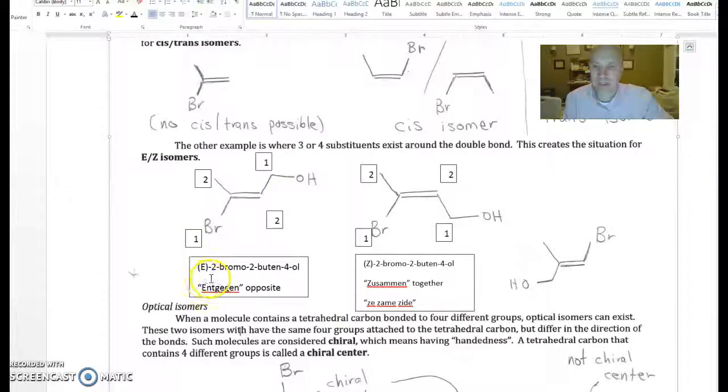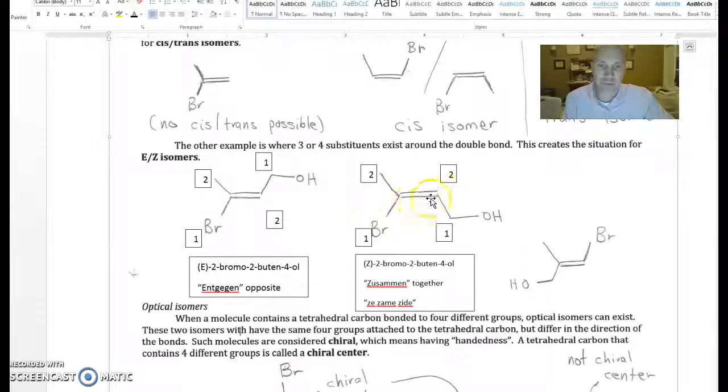The E is a German word, entgegen. I'm having trouble with that. But the key thing to know is when that happens, you put an E there. So the opposite of that.